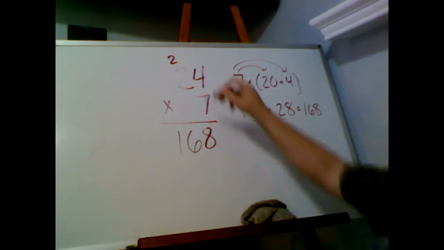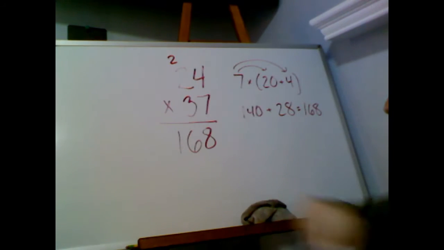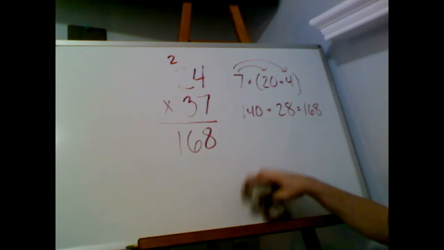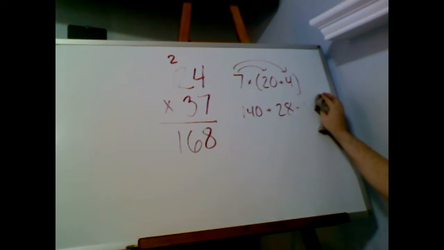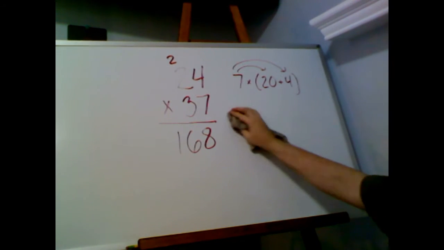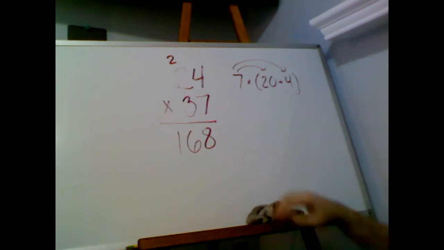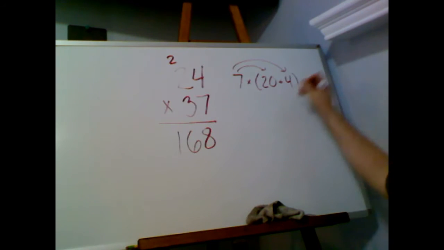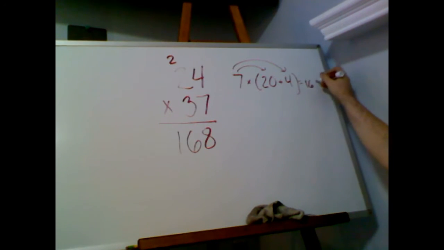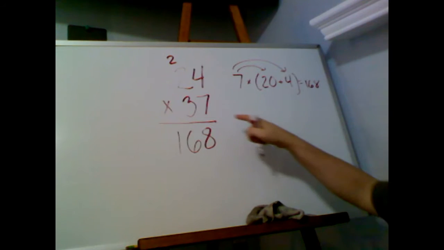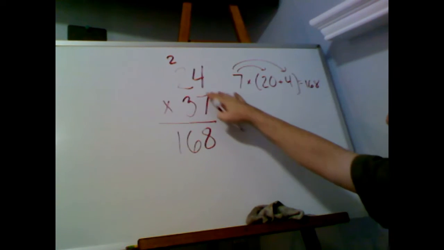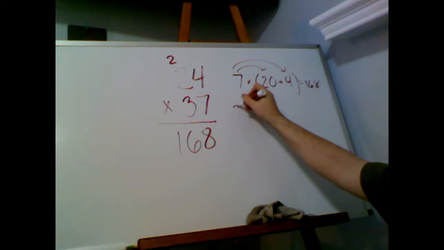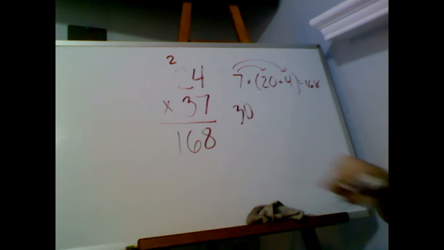Now let's say we put a 3 here, or a 30 here, made it a 37. How would this change our work? Well, it would really be the same. Except now, we knew this was 168. Now, we did 20 plus 4 times 7. Now we're going to do 20 plus 4 times 30, because it's just a 30 here.